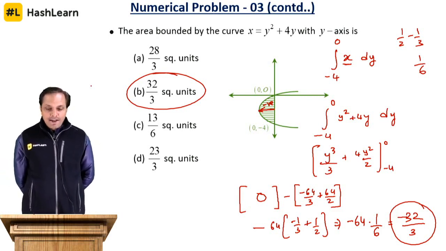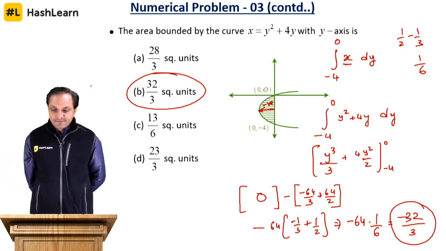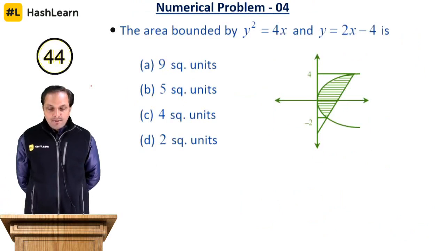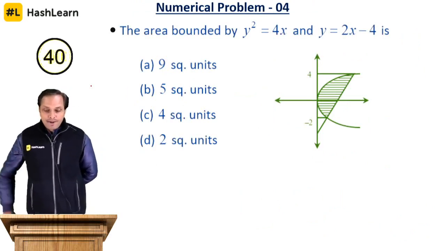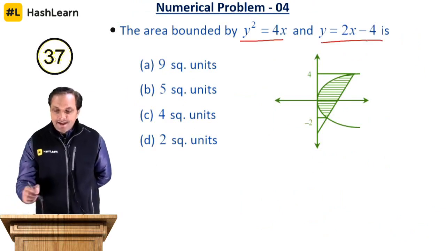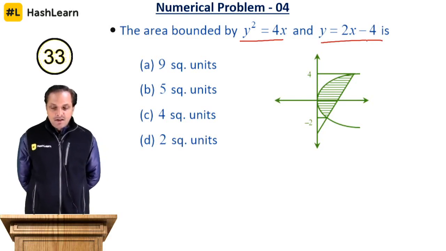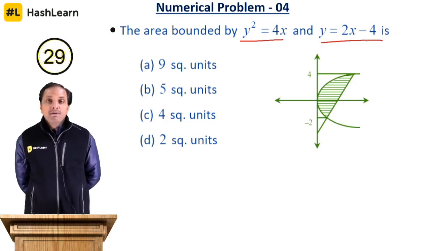So let us go to the next one. Numerical number 4. Here is the problem. Very important problem. There is a parabola y square is equal to 4x, and also there is a line y is equal to 2x minus 4. Y is equal to 2x minus 4 is a line. A linear equation in x and y will give you a line.